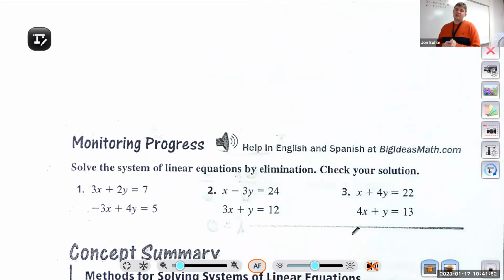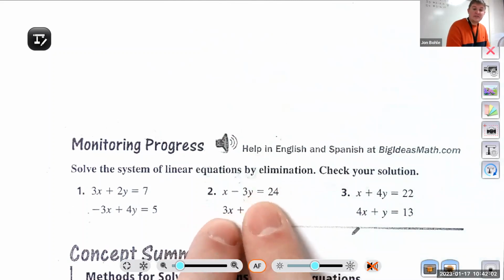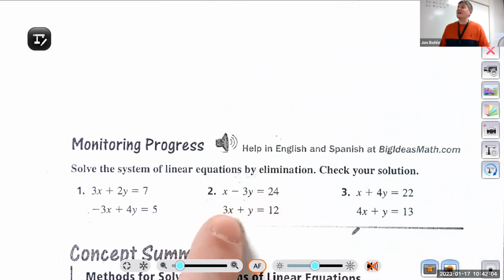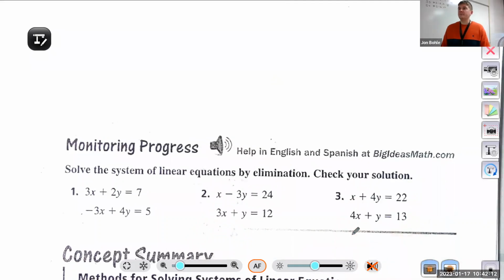What about number 2? Would I have to do any multiplying there? Yes, I would. 3 and negative 3 are opposites, but are negative 3y and positive 3x opposites? No, they're not, because the variables are different. So I would have to do some multiplication here. What about 3? Yes, I would. I have no opposites.